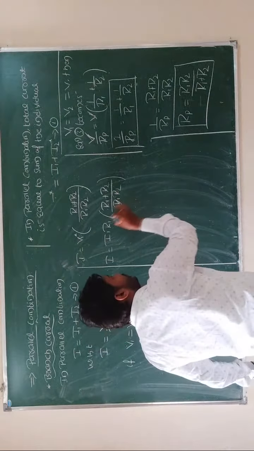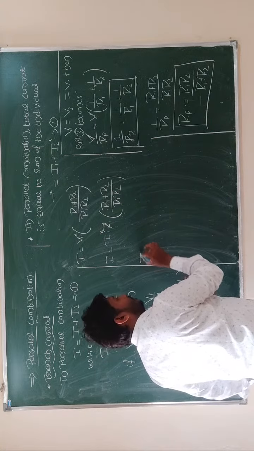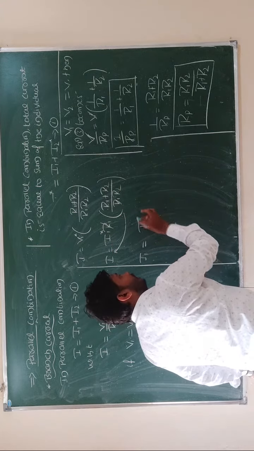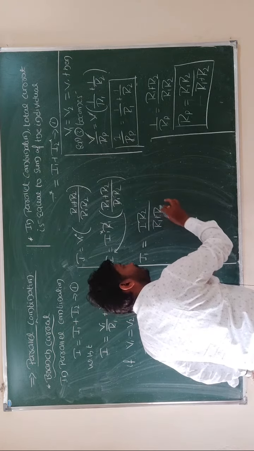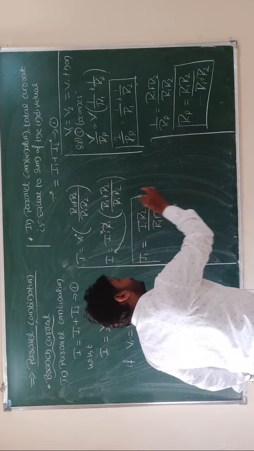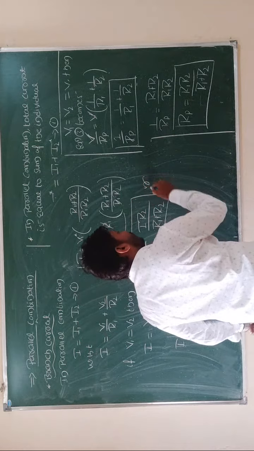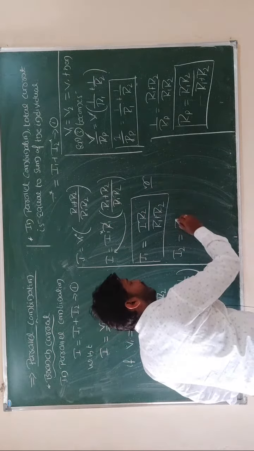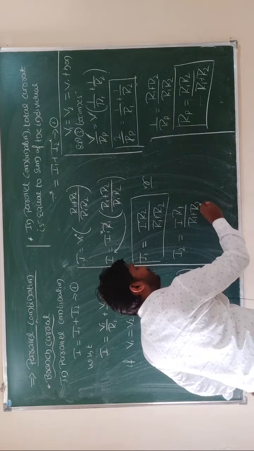Here the R1 term gets cancelled out. So branch current I1 is equal to what? I1 is equal to I into R2 divided by R1 plus R2. Or I can also rewrite it as I2 equal to I into R1 divided by R1 plus R2.